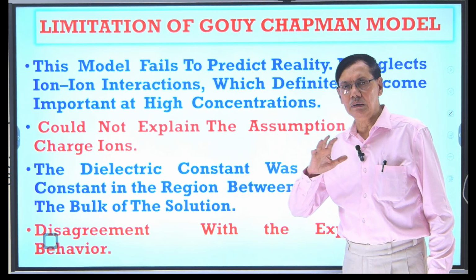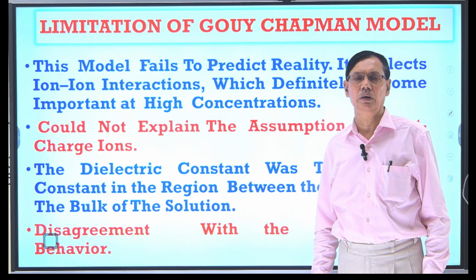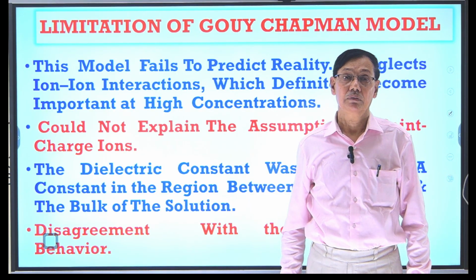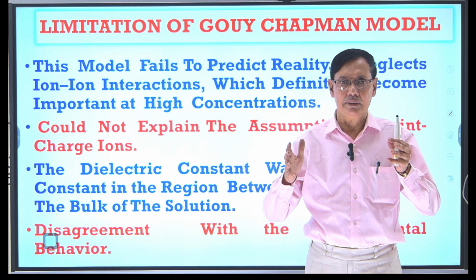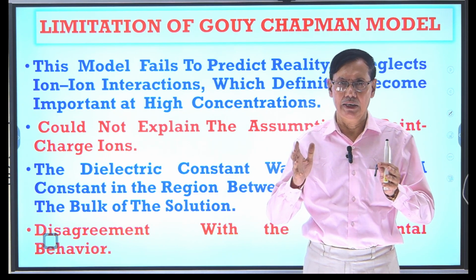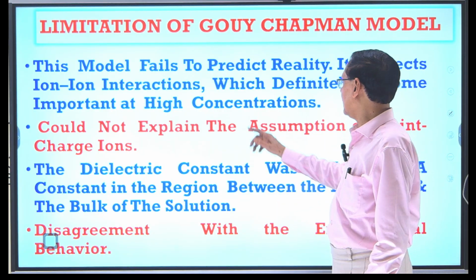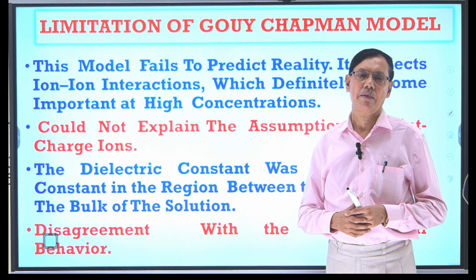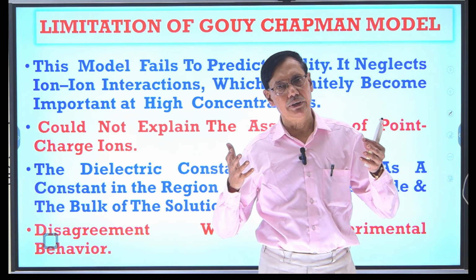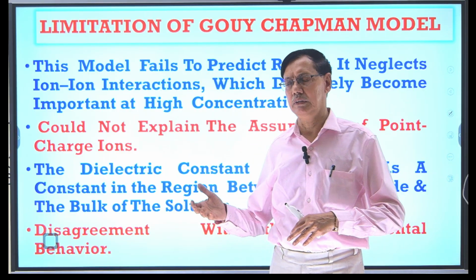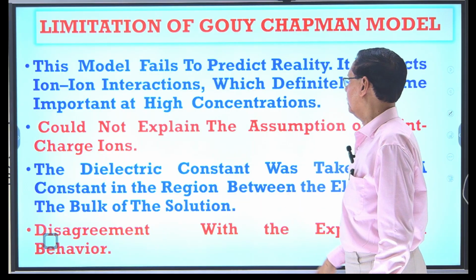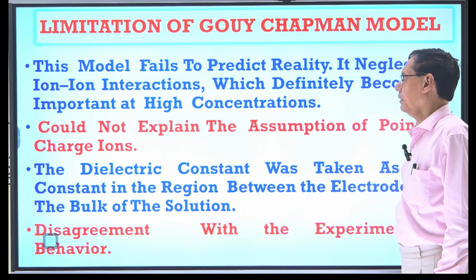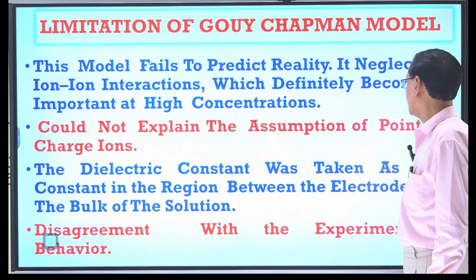During the derivation of the Gouy and Chapman model, we assume that these ions are just like point charges. That is not true, because ions have different sizes, ionic radius and other things. The second problem was that they did not consider ion-ion interaction, because there are low concentrations as well as high concentrations, so we must consider that interaction. And that model could not explain the assumption of the point charge.